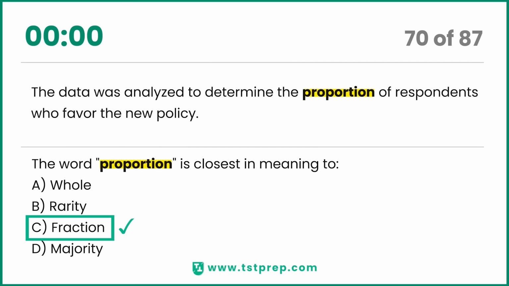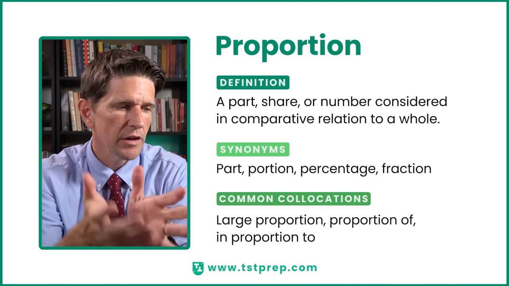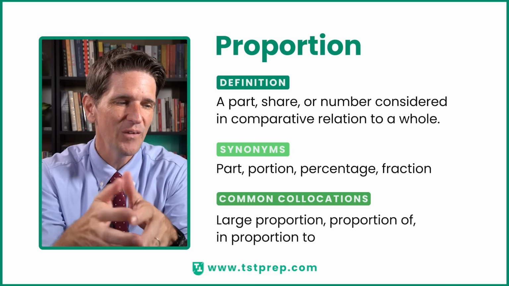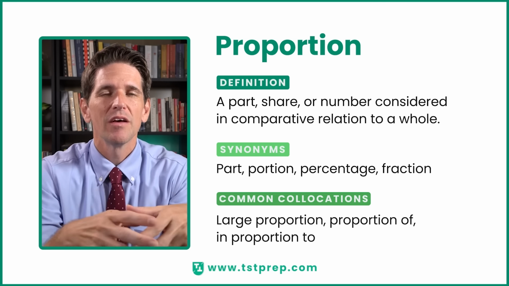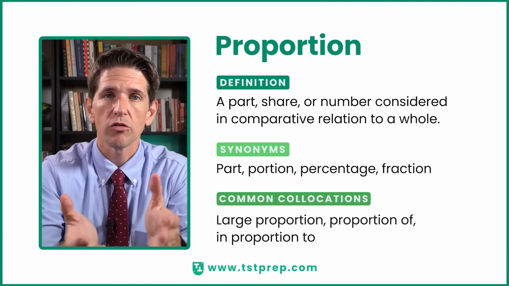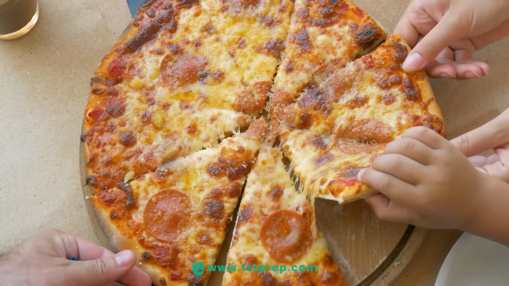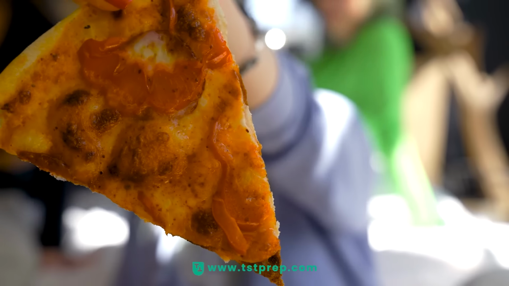All right, here the correct answer is C, fraction. So proportion is a part, share, or number considered in comparative relation to a whole. So basically what that means is part. It's a part of something. If I have a pizza, right, I'm going to take one slice, that's one proportion, one part of the pizza. So you can get a large proportion. I'm going to take 6 slices, proportion of, in proportion to.